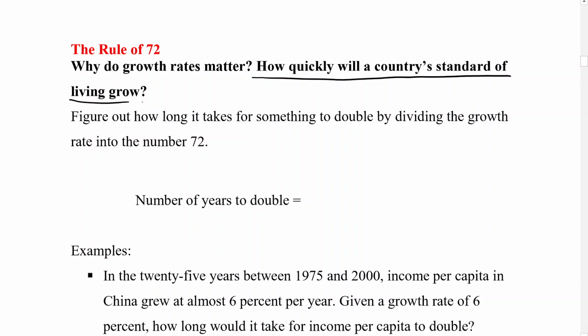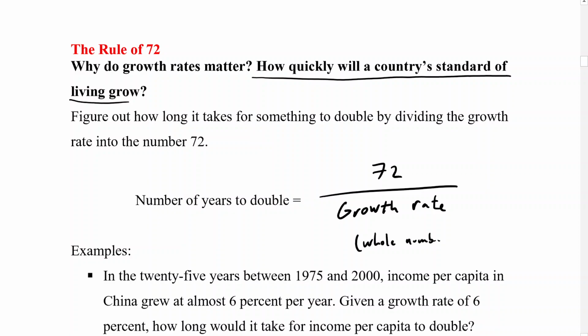This rule of 72, it works for anything. It's just a general rule. You take a growth rate and you take 72 divided by that number. Let me put this over here. 72 divided by the growth rate, and you do this as a whole number. We'll do some examples here. But if it was a 2% growth rate, you would use 2, not 0.02. So in any case, let's look at some examples here.